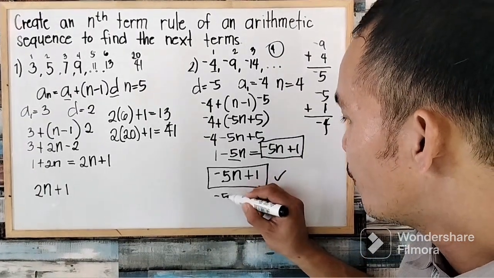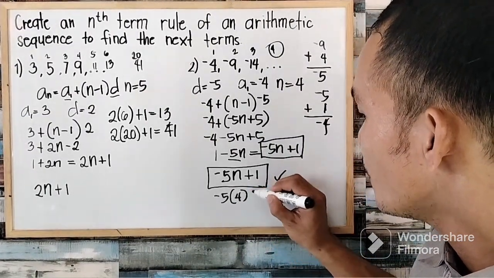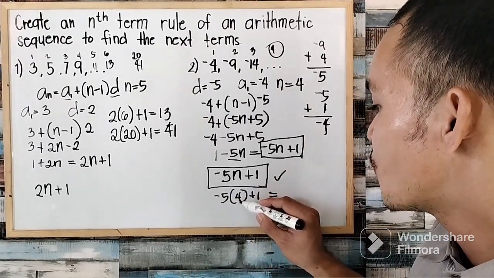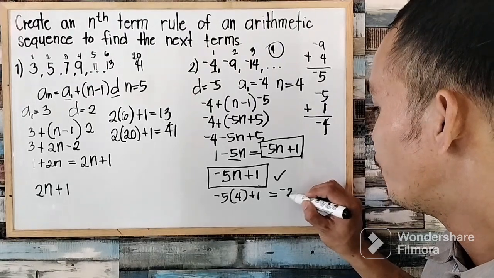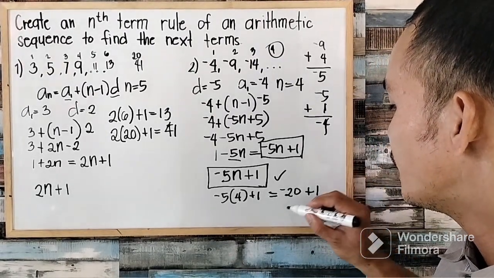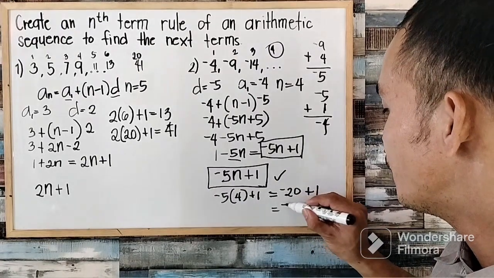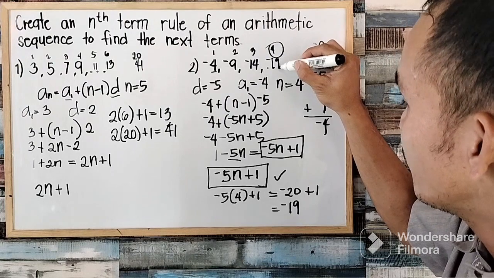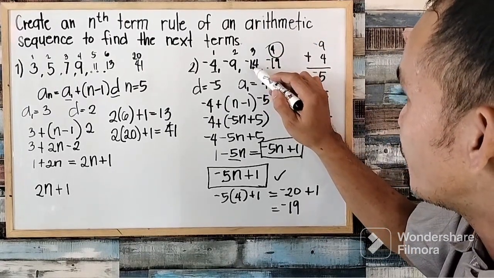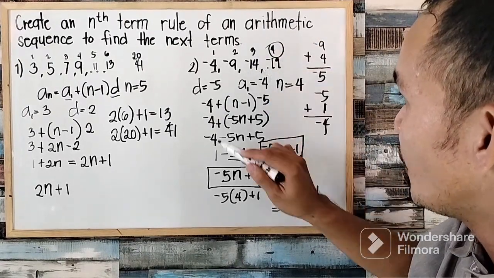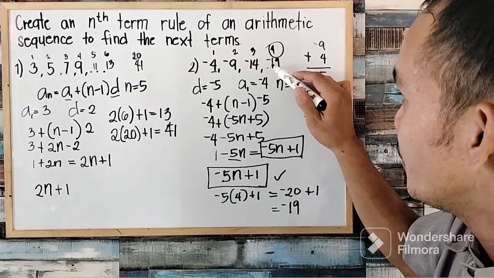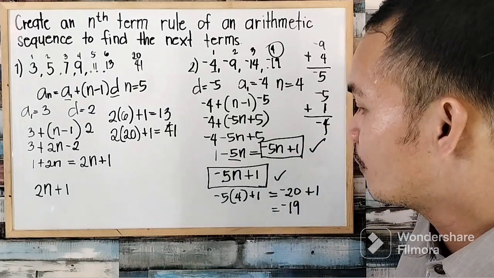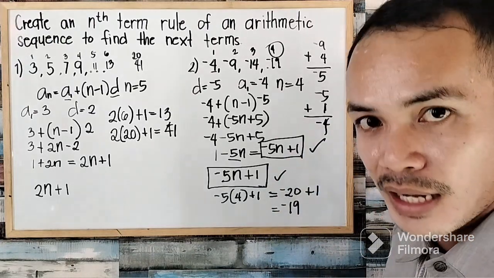So, that is negative 5 times 4 plus 1. And that is equal to negative 5 times 4. That is negative 20 plus 1. That is equal to negative 19. So, the next term here is negative 19. Right? Okay, if you're gonna add negative 14 plus negative 5, because our common difference is negative 5, the answer is negative 19. Meaning, the n term rule here, which is negative 5n plus 1, is correct.